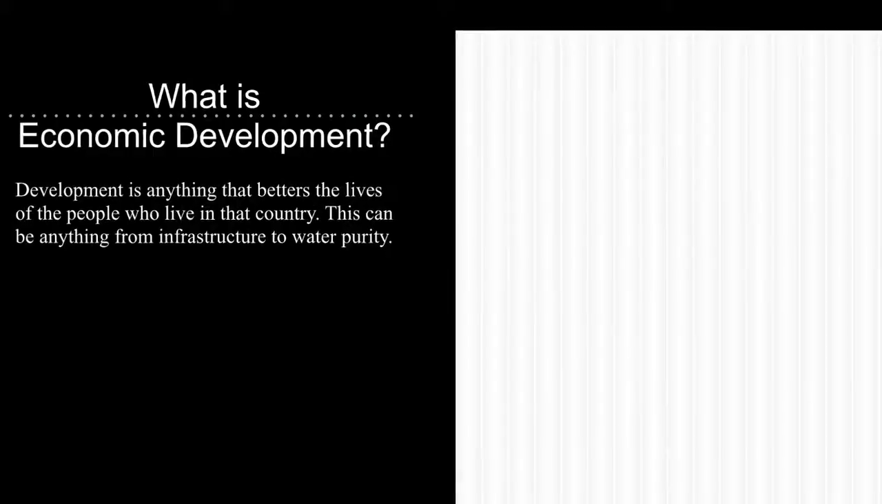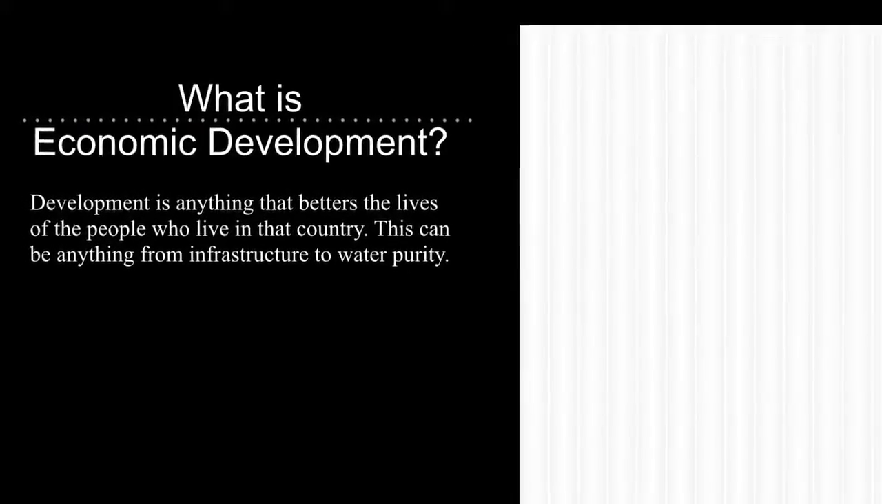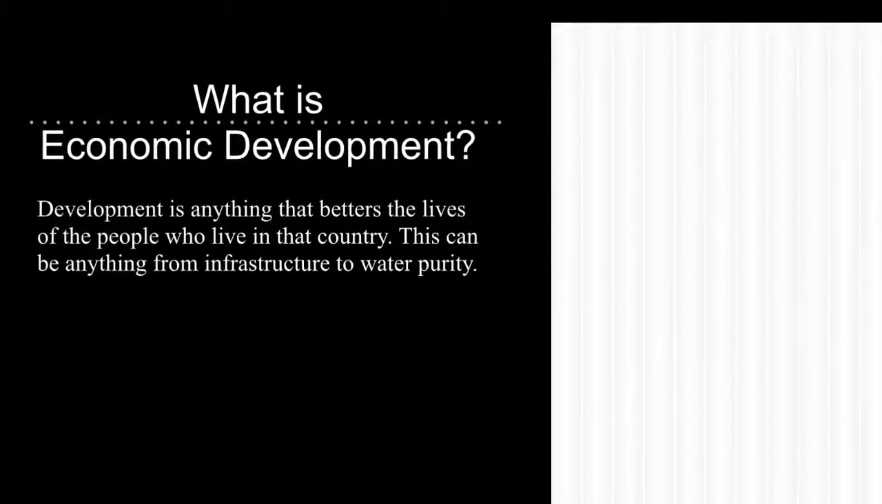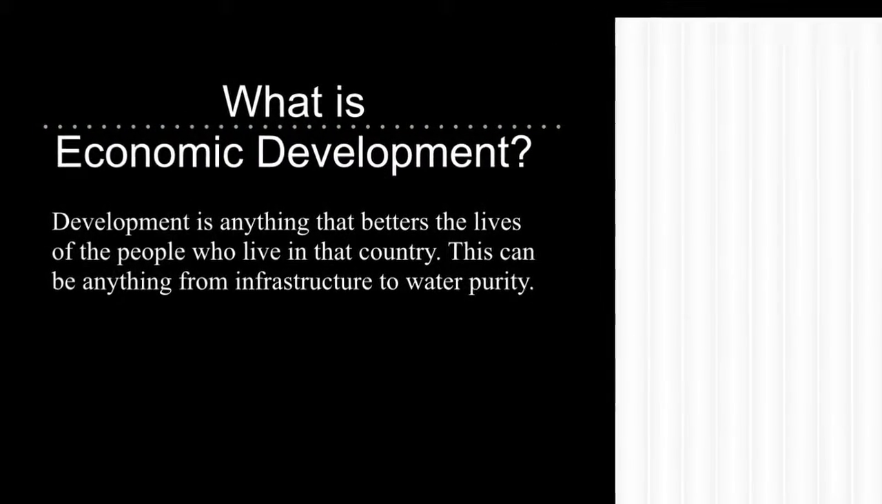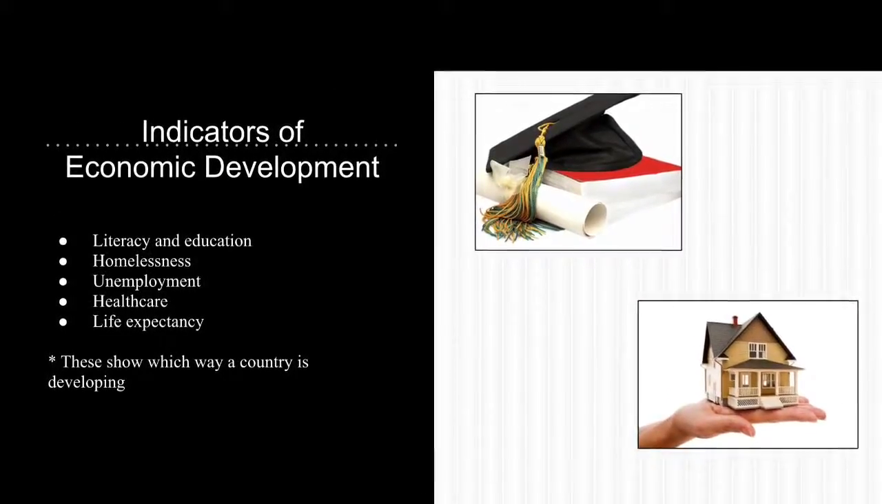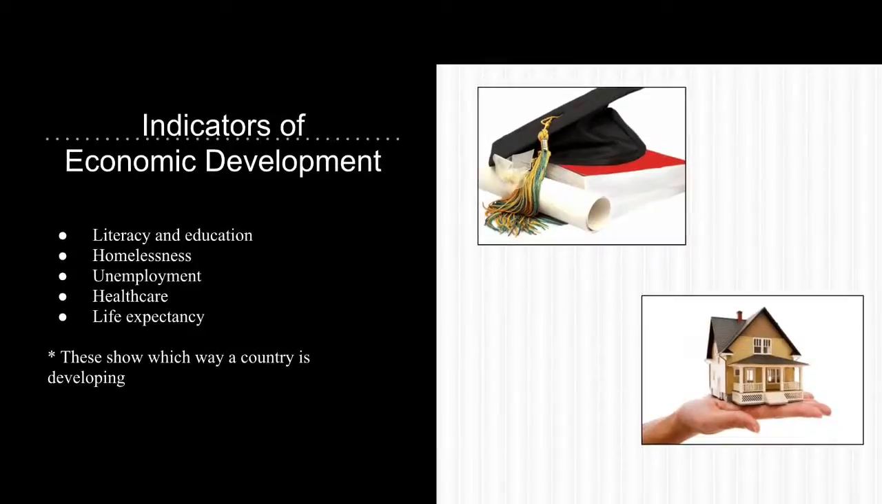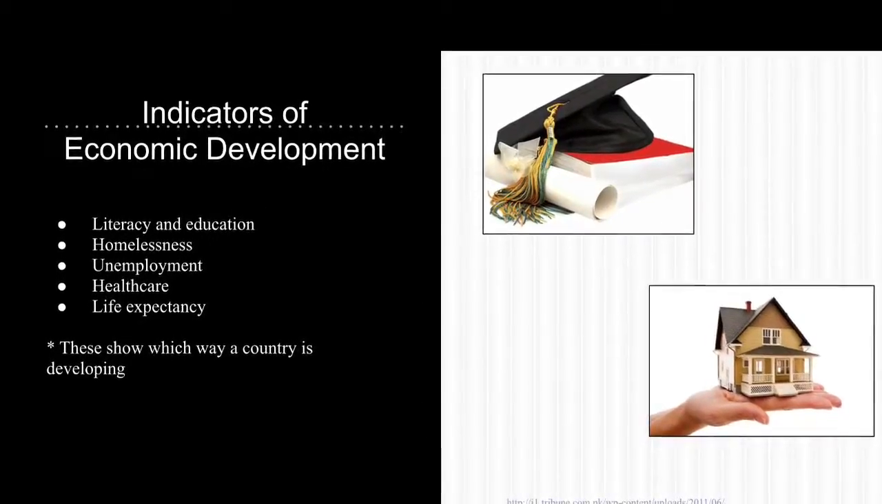Economic development, on the other hand, is anything that betters the lives of people who live in a country. This can be anything from infrastructure to the purity of the water that the people drink. Some of the indicators of economic development are literacy, education, homelessness, unemployment rates, health care, and life expectancy.